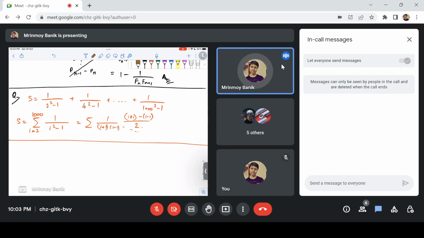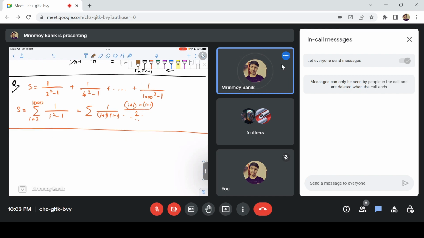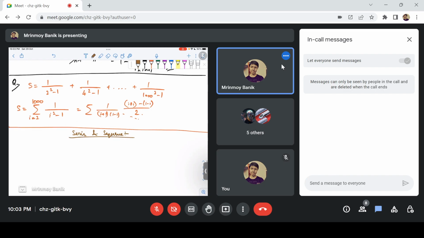So for that, first you have to know some binomial coefficients, and okay, let's talk about them. So here are a few formulas for series and sequence. I hope all of you know how to find the sum of the first n natural numbers. That is the sum over i runs from 1 through n, i. So this is n into n plus 1 by 2.